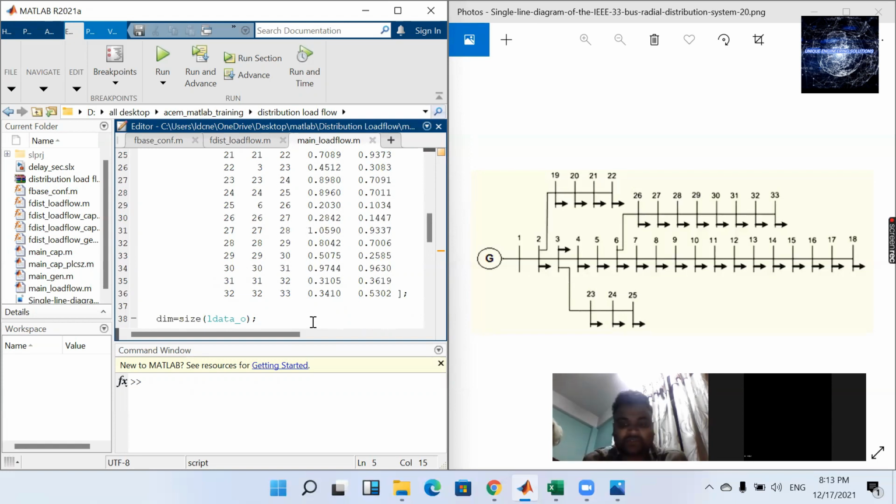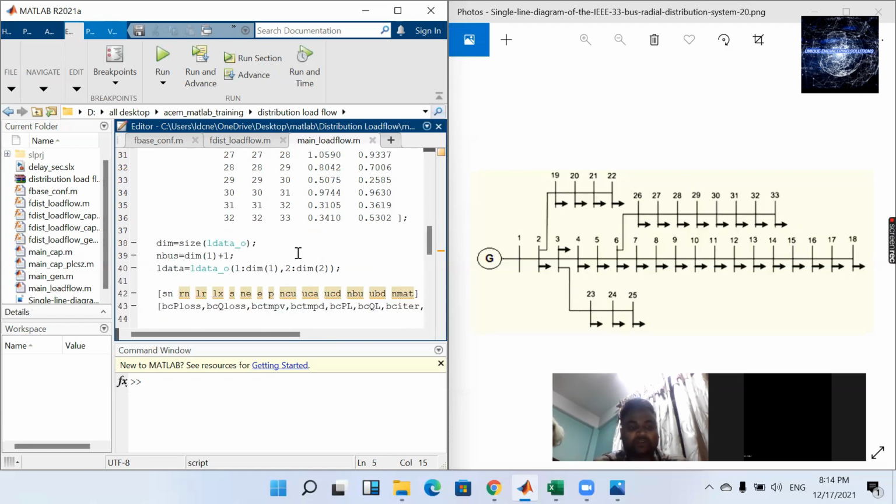In any radial distribution system, the number of lines is always the total number of buses minus 1, because there is no loop. Here the total number of buses, we can see from the figure, is 33. So how many lines are there? 32 lines. So n bus will always be the total number of lines plus 1, which I have already explained. L data excludes the line numbers. It consists of only sending end number, receiving end number, and R and X.